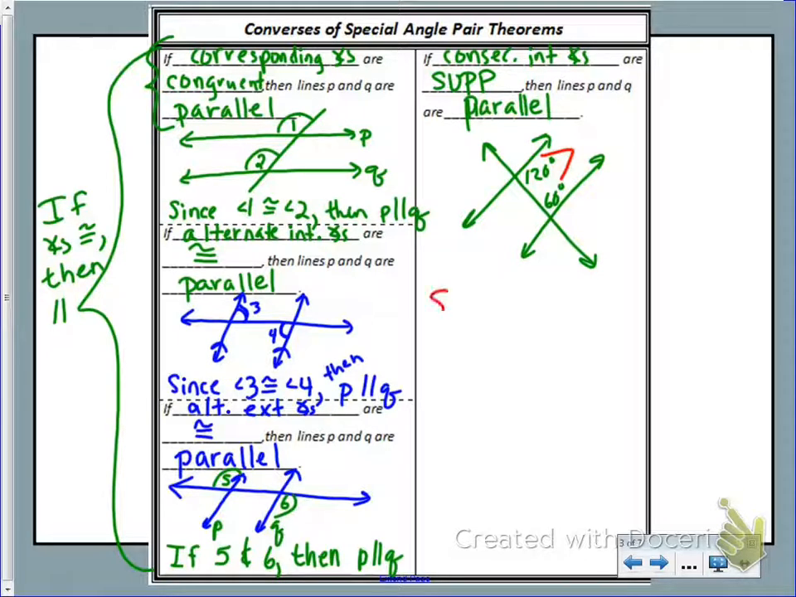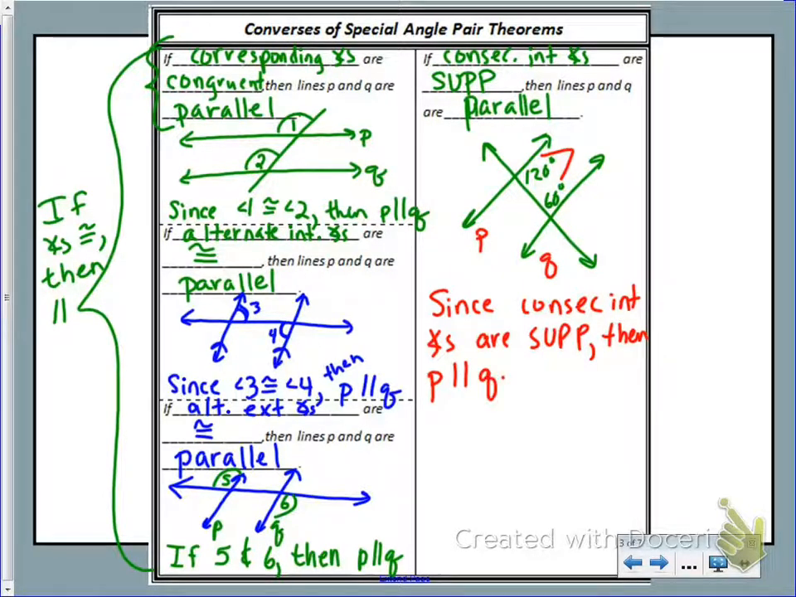So since the consecutive interior angles are supplementary, then we can show that this line P and this line Q are parallel.